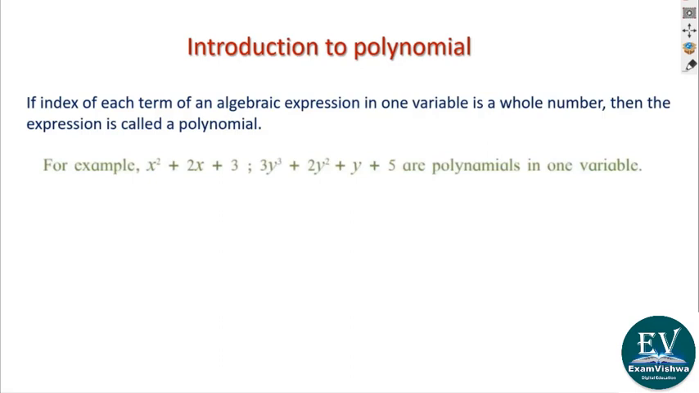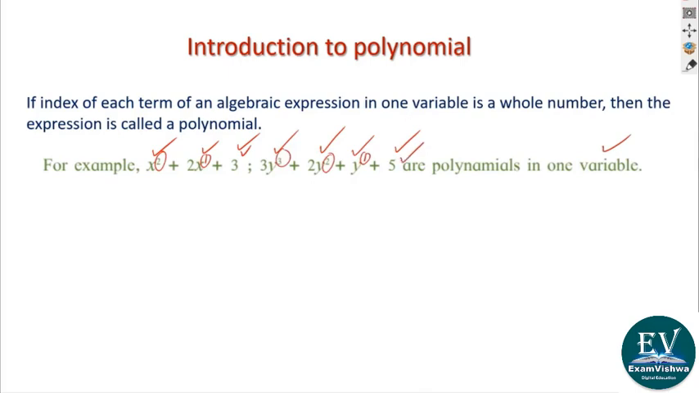Here, for example, is a polynomial: the expression x square plus 2x plus 3. Another polynomial: 3y cube plus 2y square plus y plus 5. These are all polynomials in one variable. You can see that this index is 2, here it is 1, and this is a constant. Here the index is 3, here it is 2, here it is 1. If nothing is written, it is 1.